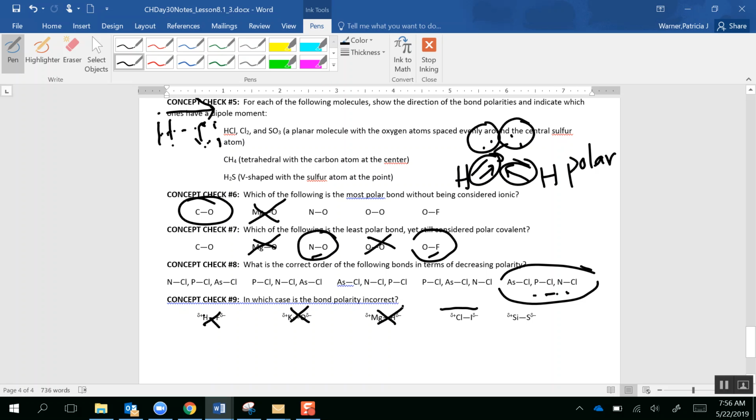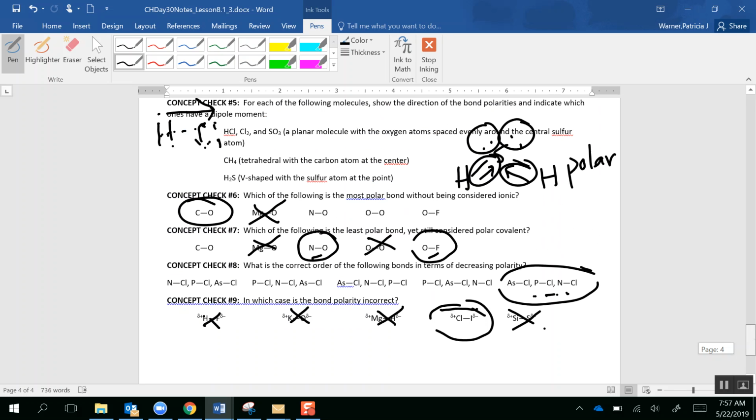Iodine and chlorine, silicon and sulfur. So iodine and chlorine, which one's closest to fluorine? Chlorine is closest to fluorine, so this one is the one that's incorrect. And you could also look at where they are on the position on the periodic table on that one too.